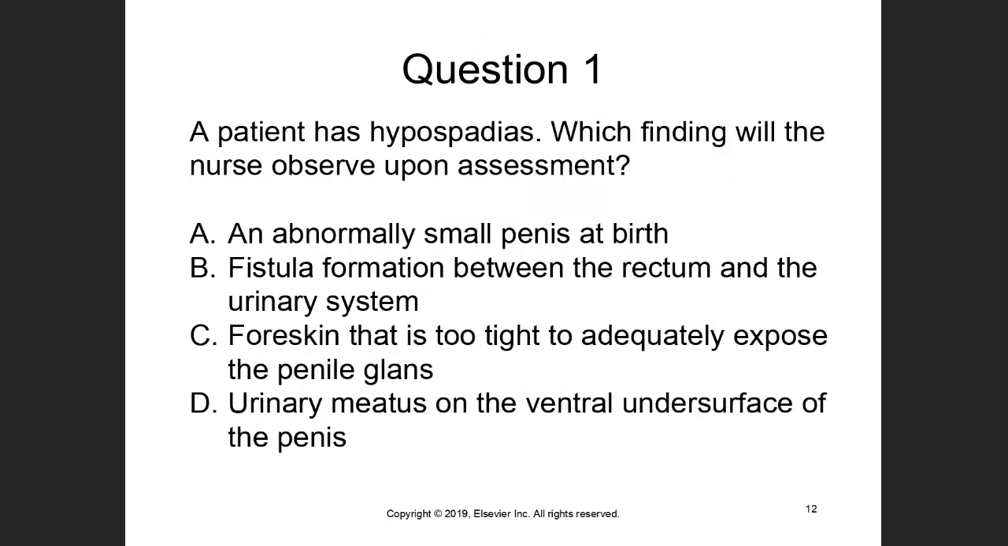And we have question number 1. A patient has hypospadias. Which finding will the nurse observe upon assessment? And the answer is D, exactly. Urinary meatus on the ventral undersurface of the penis, ventral, okay? The penis, let me go back again so that you have an idea. This is the penis, okay? This is the ventral part, and this is the dorsal part, okay?